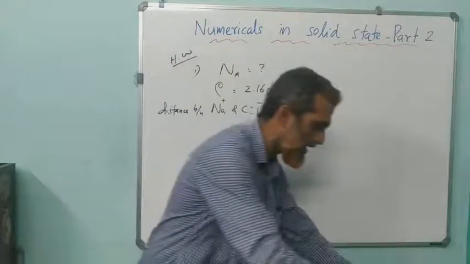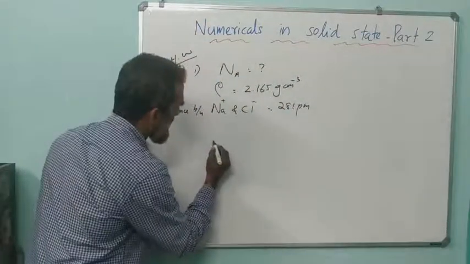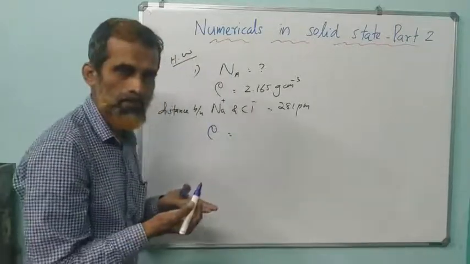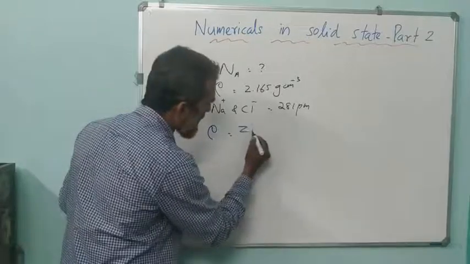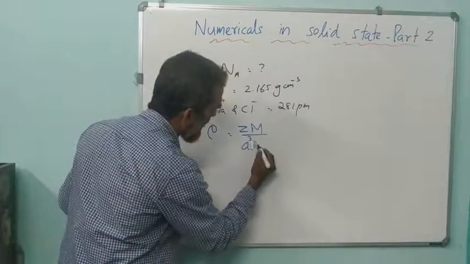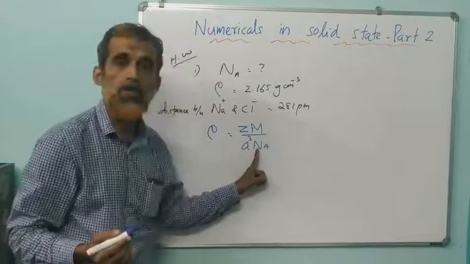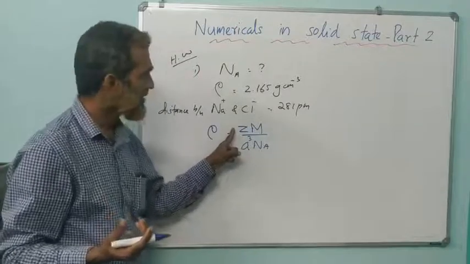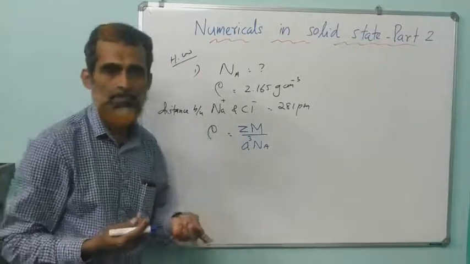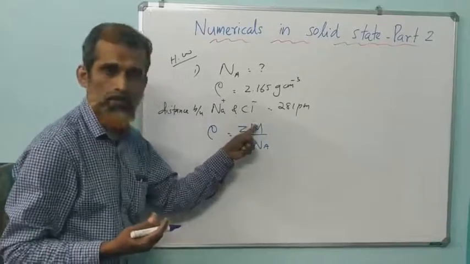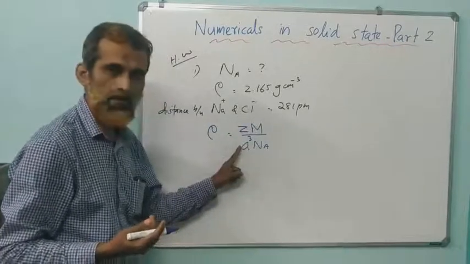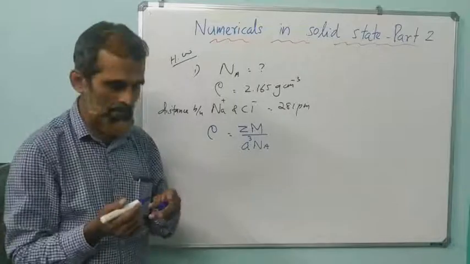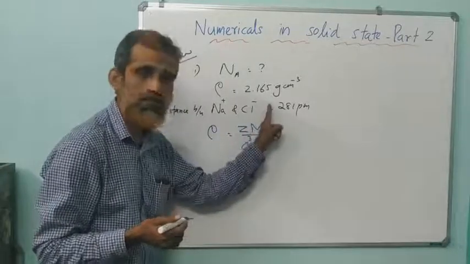So what is the equation to be used? We know the density equation for metallic crystals we did. Here it is an ionic crystal, that's the difference, but we can use the same formula. The equation is rho equals Zm by A cube into Na. So to calculate Na, what all do we need? Density is needed, that is given. Z, this is a sodium chloride crystal, so we know what Z is. The molar mass of NaCl is required. A, the edge length, is required, but here the Na plus Cl minus distance is given. So we have to get A from this data.